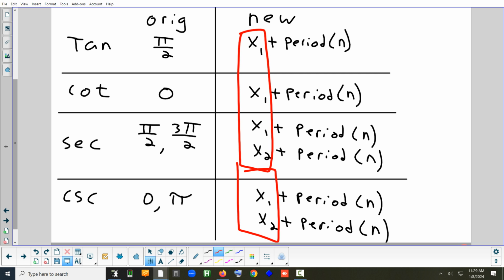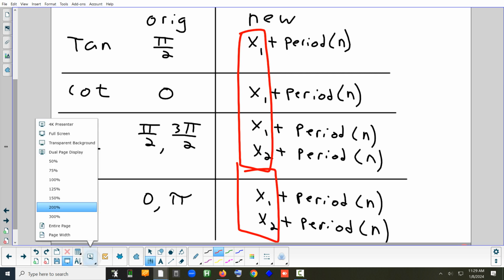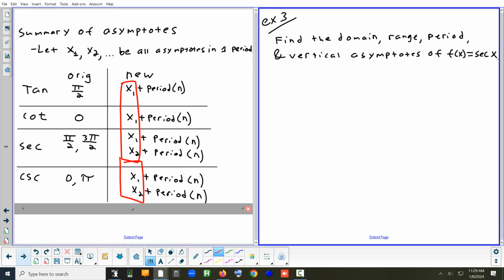Does everybody have the tape? Okay, so I'll leave that up there.